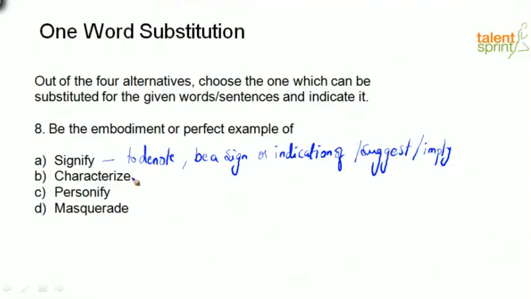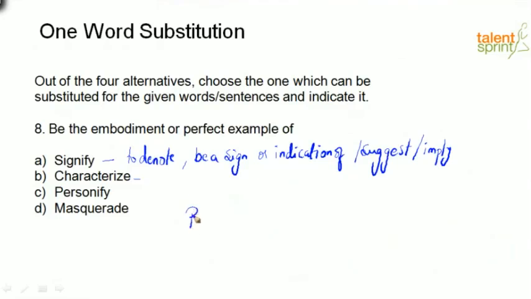If that's the case, characterize means to describe. You describe the character of, but here it's talking about you just being, you're acting and behaving like that person. Characterize is you're describing the character of whoever, right? But the phrase is talking about representing that person. You act, you talk, you behave like that person. Your movements, your actions, your qualities, your thoughts. You're reflecting that particular personality.